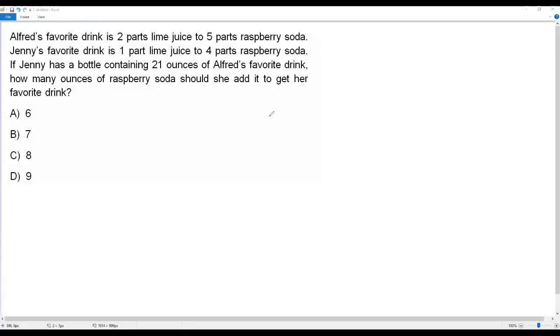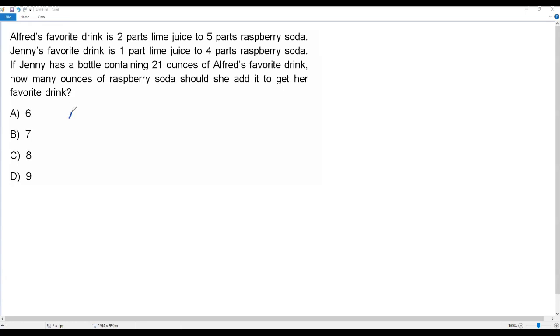Here we have a SAT math question. Okay, let's go to the information. Alfred's favorite drink is 2 parts lime juice to 5 parts raspberry soda. Jenny's favorite drink is 1 part lime juice to 4 parts raspberry soda. If Jenny has a bottle containing 21 ounces of Alfred's favorite drink, how many ounces of raspberry soda should she add to get her favorite drink?